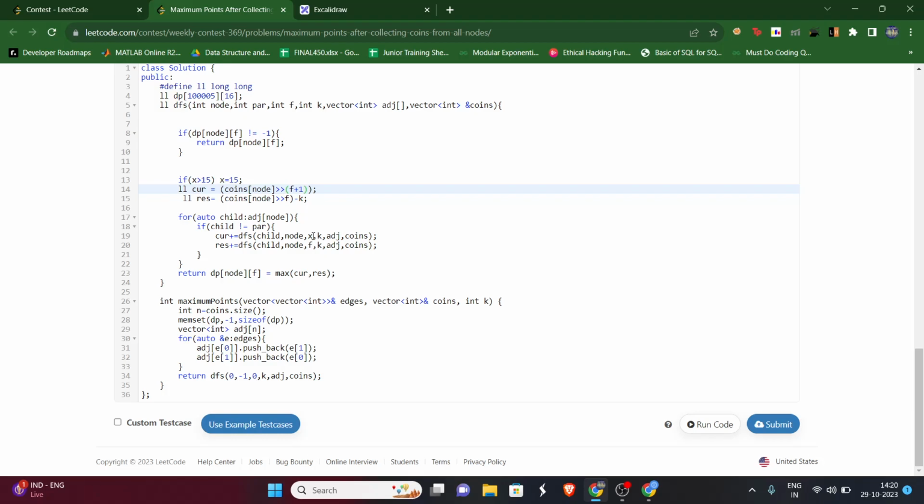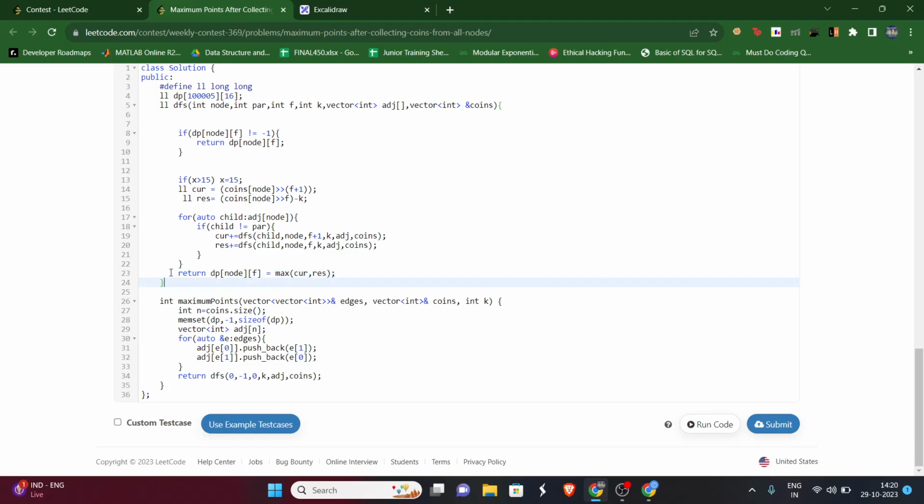And here also we can write f plus 1, because we are dividing here, right? In the current we are storing the result which we get by dividing. But if we are not dividing it, we are just subtracting k from it, then in that scenario we'll have to pass the same f. So whatever the maximum value of these is, we can simply return.